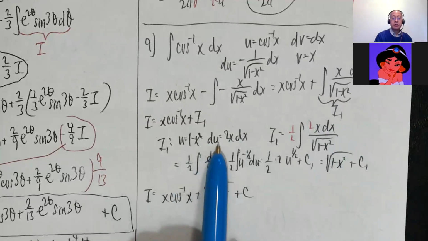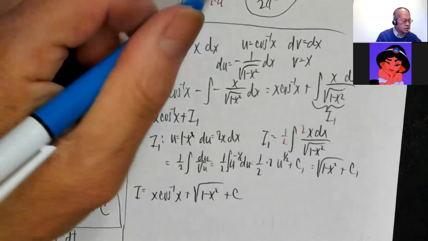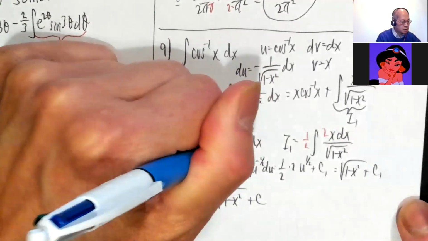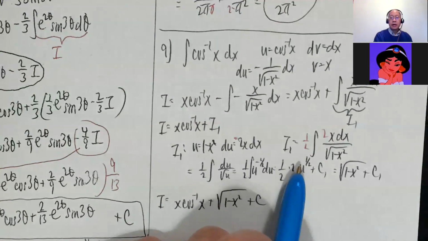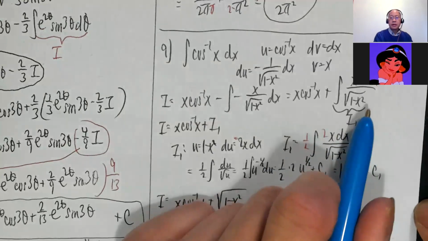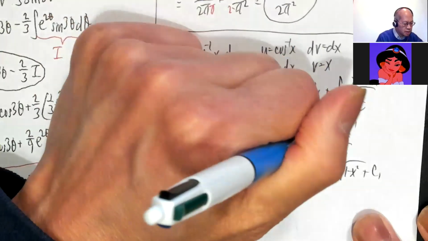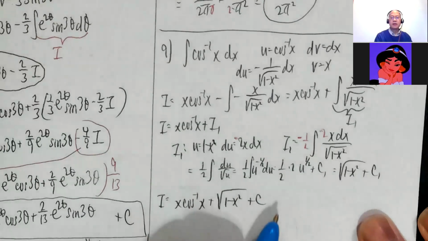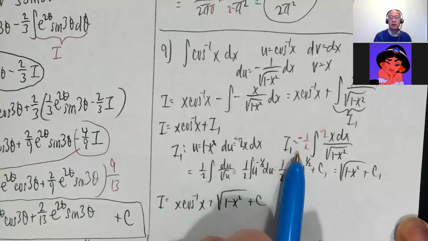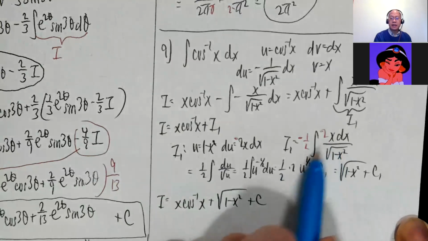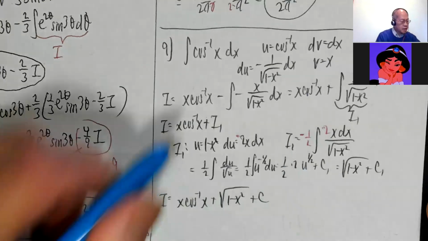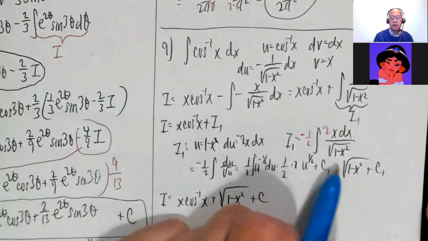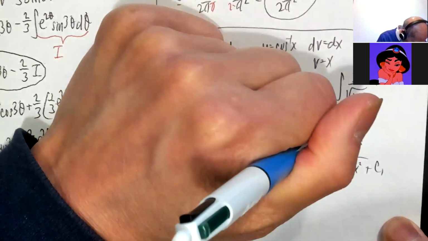So du of 1 minus x squared, that should be a negative 2x dx. All right, so I put negative 2 inside. I think I botched this up a little bit. I have a sign problem here. Should be a negative there and a negative there. Right, so negative 2x dx, negative a half outside, radical 1 minus x squared. Okay, so that's going to become a negative. So negative 2x dx is a negative here.